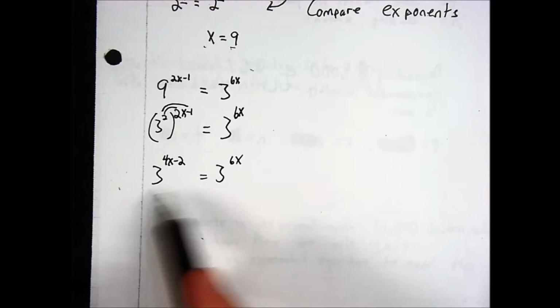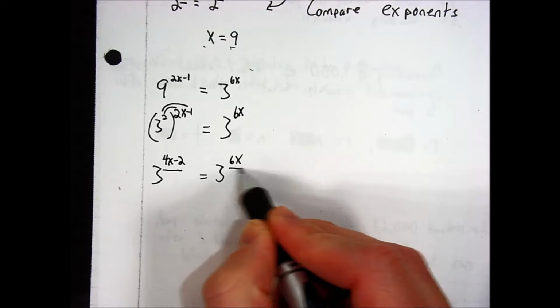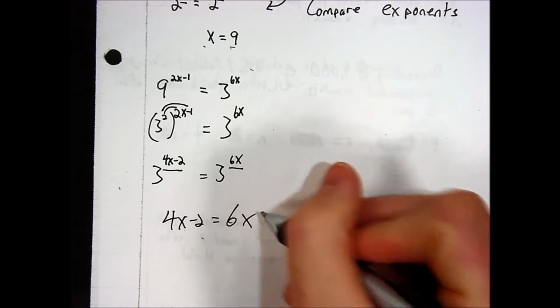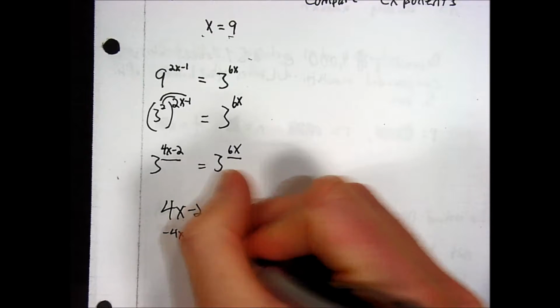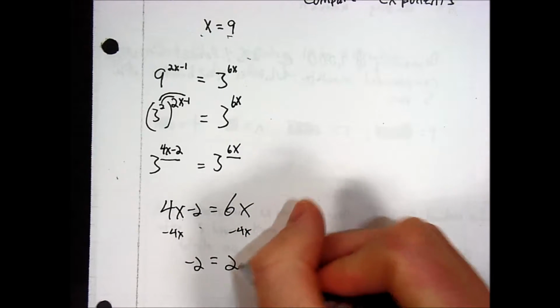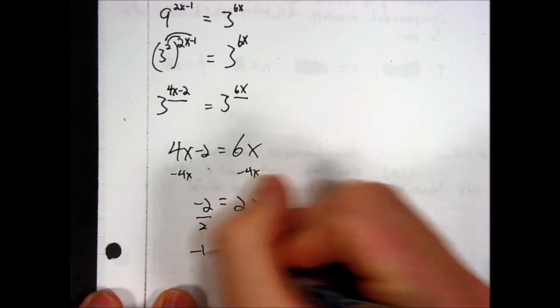Okay? In order for these two numbers to be equal, alright, these exponents have to be equal. So 4x minus 2 needs to equal 6x. Let's subtract 4x from both sides. Negative 2 equals 2x. And then we'll divide by 2 and get negative 1.